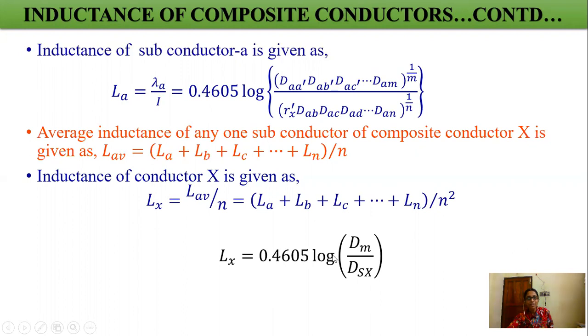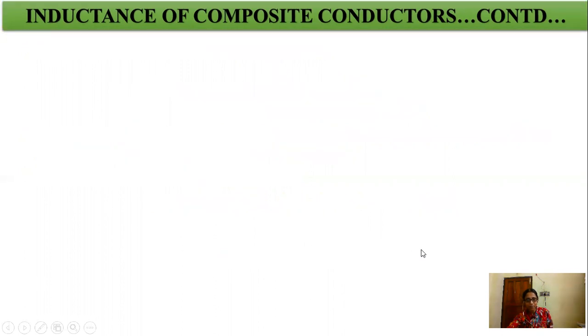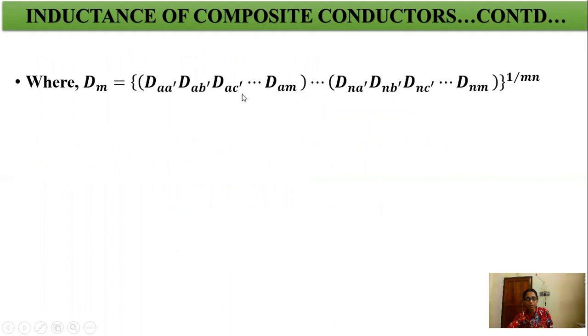In generalized expression, Lx can be written as 0.4605 log dm by dsx, just by putting in the terms for LA, LB, LC, etc. We will have the generalized expression for Lx as 0.4605 log dm by dsx, where dm is the mn root of the product of mn terms.